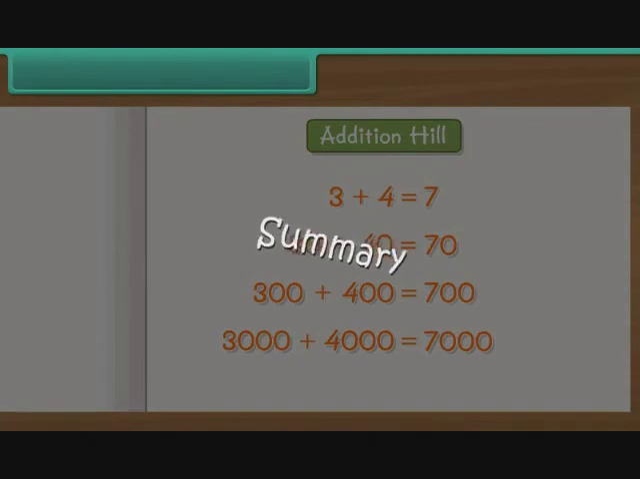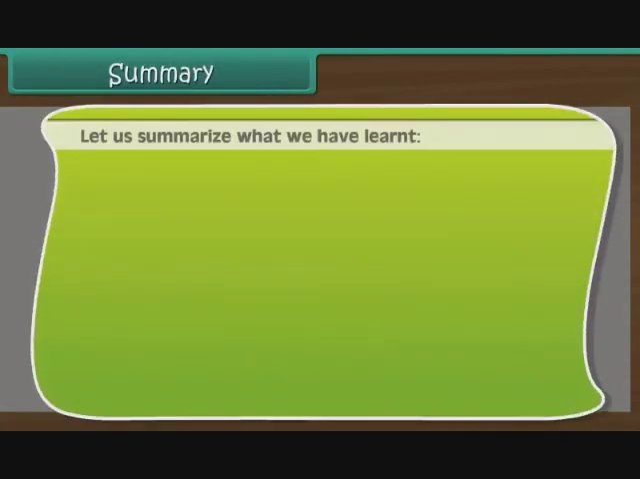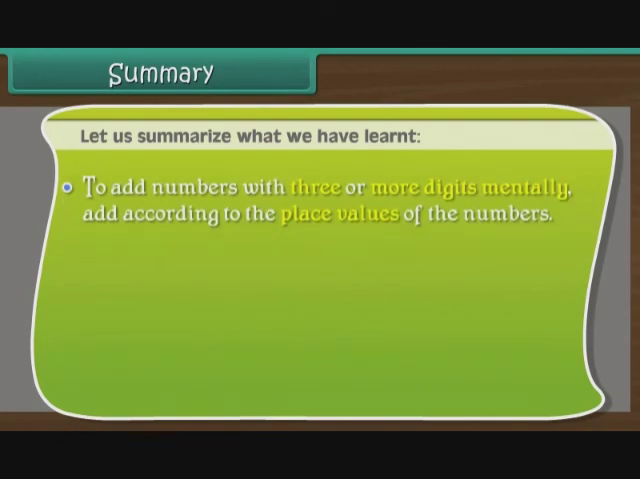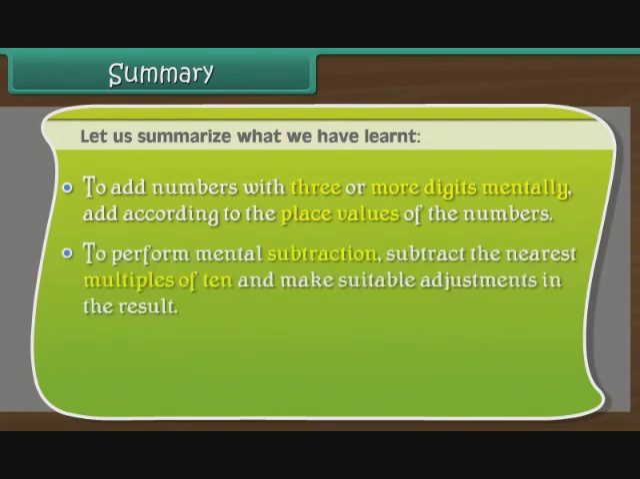Summary. Let us summarize what we have learned. To add numbers with 3 or more digits mentally, add according to the place values of the numbers. To perform mental subtraction, subtract the nearest multiples of 10 and make suitable adjustments in the result.